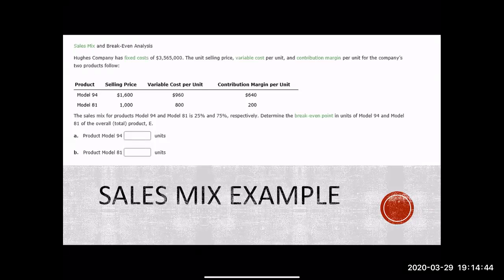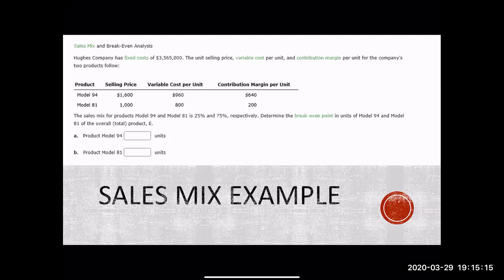Mix and break even analysis for both model number 94 and model 81. So we have Hughes Company, which has fixed costs of $3,565,000. Their unit selling price, variable cost per unit, and contribution margin are listed below for both of these products. It's asking us to determine the break even in units of model number 94 and model 81 of the overall total product E.